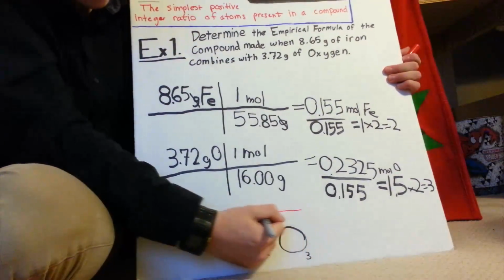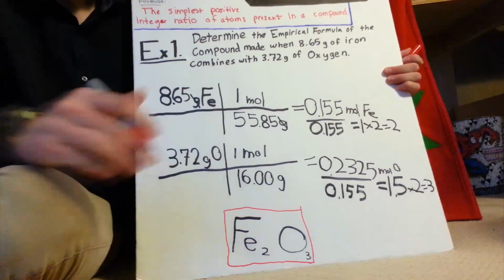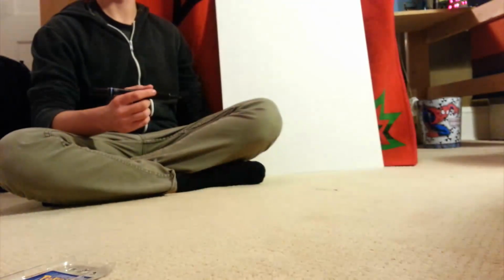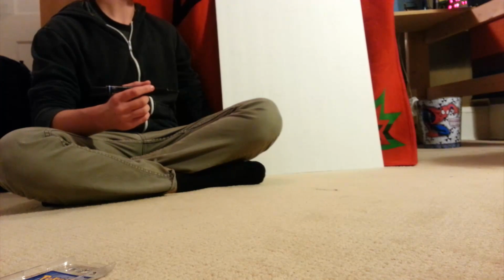Now for our next practice problem, I'm going to hand it over to Nick to solve that one for you. Thank you. For our next problem, we're going to need to determine the empirical formula of a compound that is 29.0% sodium, 40.5% sulfur, and 30.4% oxygen by weight.